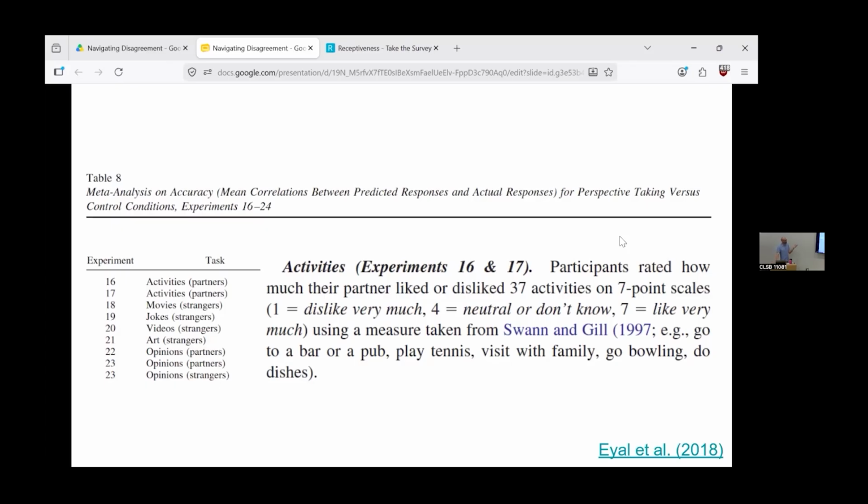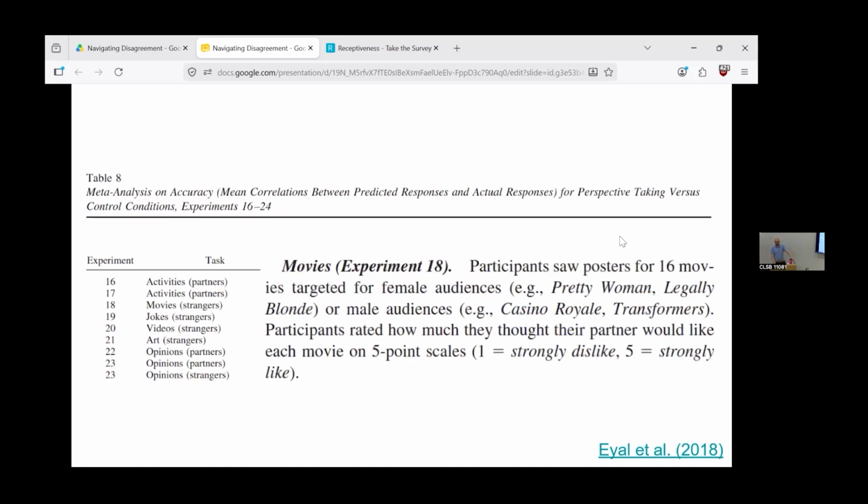So the idea behind this was, okay, you're going to get a list of activities. You need to guess how much your partner, your romantic partner or a stranger, likes them on the scale from 1 to 7. Or here's a list of movies. How much do you think your partner will like or dislike these movies? And then the partner also fills out the form. And then you look at the correlation between those values. So how well can you guess what your partner likes in terms of activities or movies or jokes, videos, art, opinions, etc.